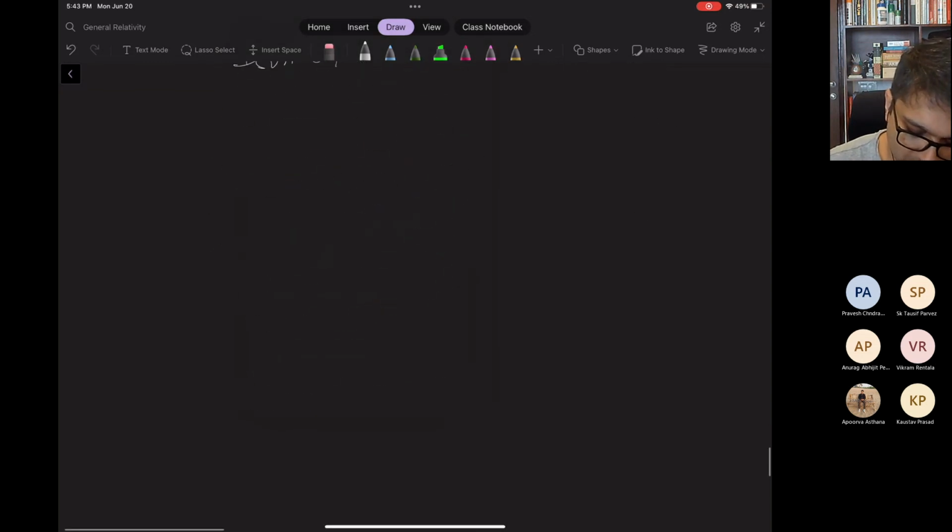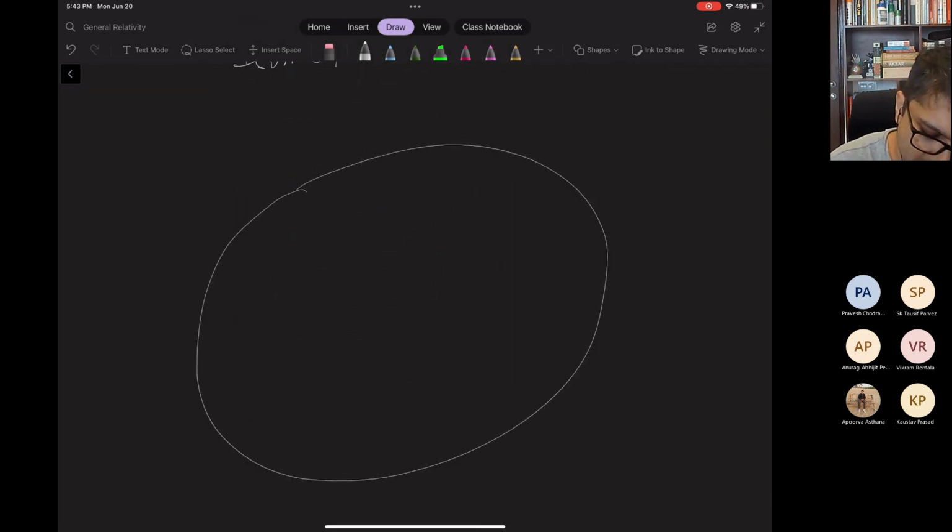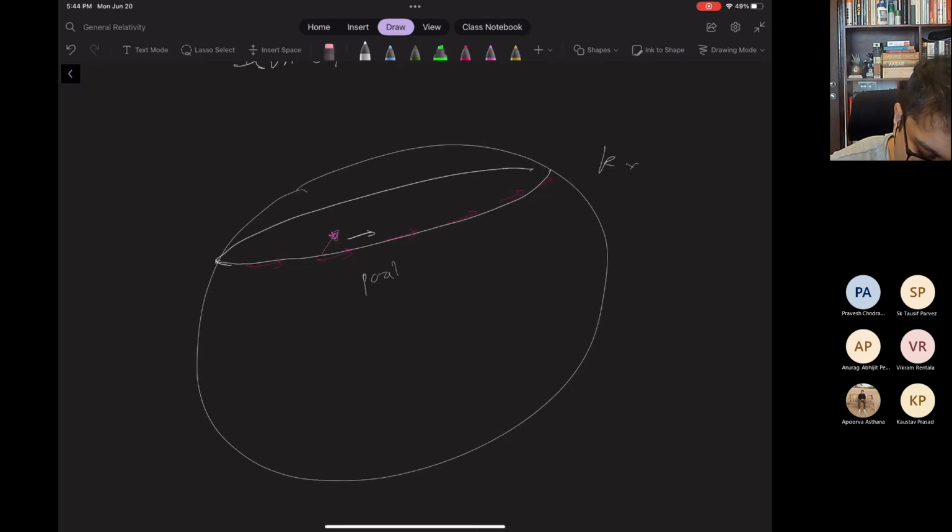So what we will do is take this, and let's imagine that you have again this vector field. This is a Killing vector field, and this vector field generates an integral curve. This is the integral curve. And now let's imagine that you have some vector here, and we want to know what happens to this vector under parallel transport.